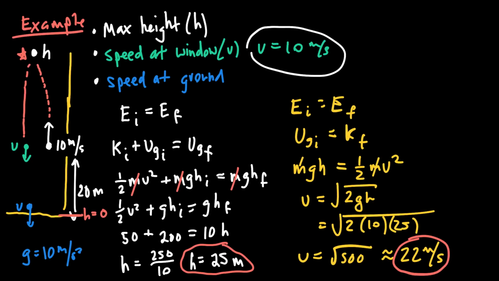One last thing that I'd like to point out is that the speed we calculated is greater than the 10 meters per second that the ball had when it was thrown up from the window and even when it came back down, because at that point we are lower in height, and so there has been a chance for more of the gravitational potential energy to get converted into kinetic energy. And so for that reason, since when it reaches the ground, all of its energy is kinetic energy, it's moving at the greatest speed, 22 meters per second.